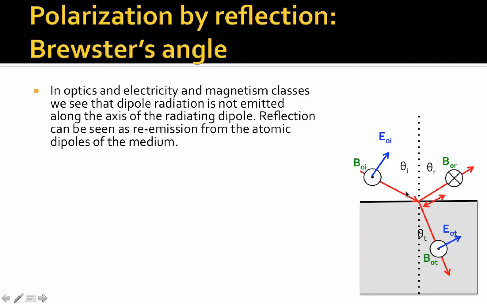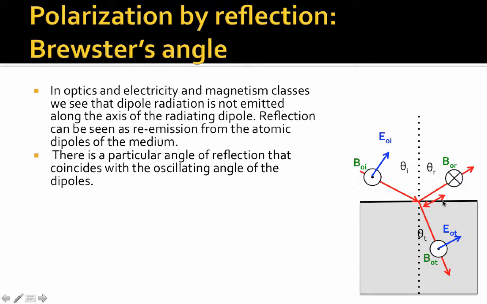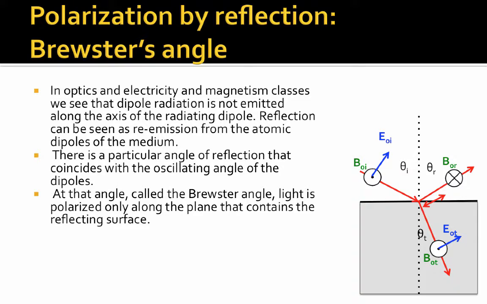In other words, there is no reflected light that is polarized parallel to the plane of incidence. So at that particular angle, which coincides with the oscillating angle of the dipoles, light is only polarized along the plane that contains the reflecting surface. Okay, that was a bit of a mouthful.